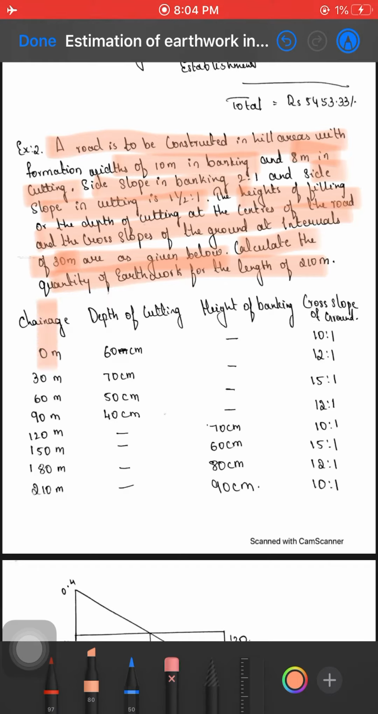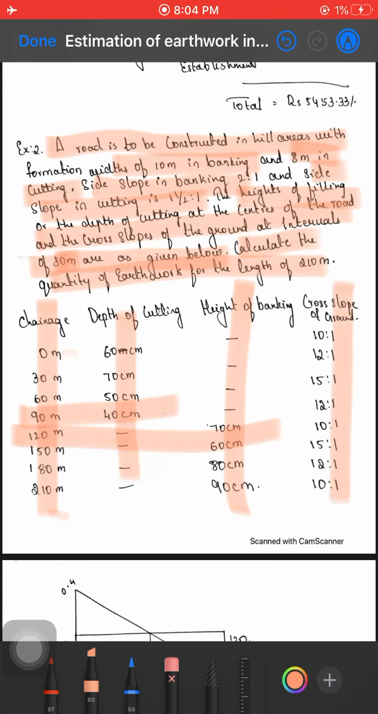Okay, so they have given the chainages from 0 to 210 meter. Okay, so next they have given the depth of cutting and the height of banking. Till 90th chainage it's in cutting and then from 120 chainage it's in filling. Okay, then here they have given varying cross slopes. Okay, here they have given R.